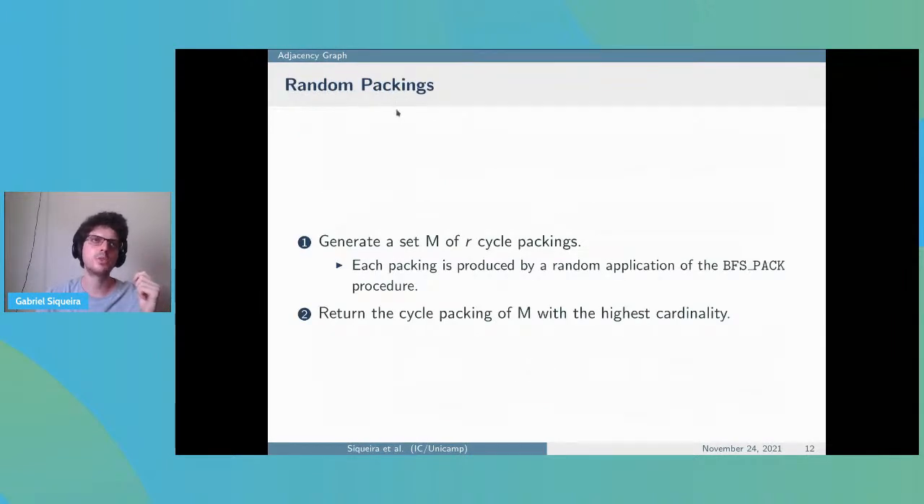The first one is based on random packings. You're going to use a procedure that generates the packings with some random approach, using some greedy strategy. This is the BFS packing procedure, which I'm going to explain next slide. This is going to construct a set M of R cycle packings, and we're going to pick from the set the packing with the highest cardinality, the largest number of cycles.